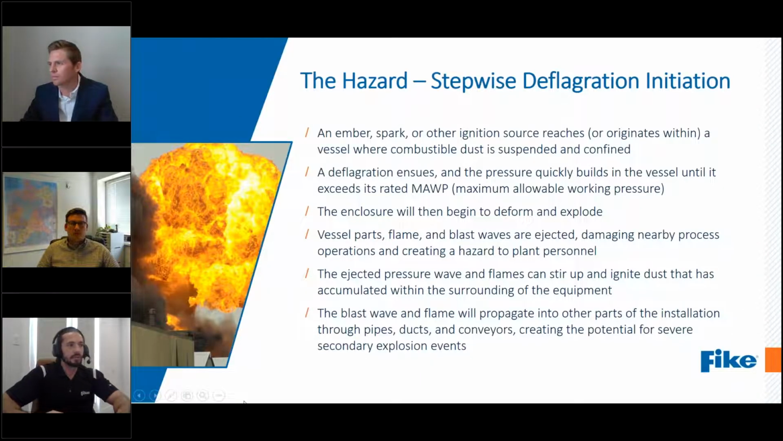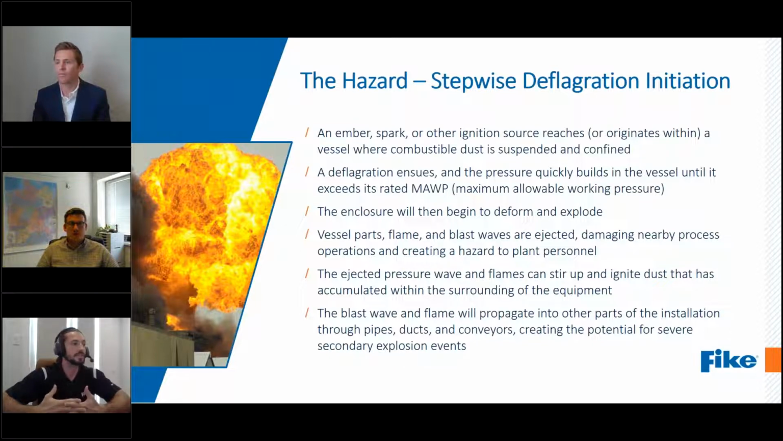So first, I do want to cover a bit of a stepwise approach towards the hazard and the initiation of a deflagration. So let's say you've got an ember, a spark, or an alternate ignition source within your primary combustion vessel, and it interacts with a combustible dust that's in suspension and confinement. So once that ignition hits that combustible dust cloud, you're going to have the initiation of a deflagration event that's going to be quickly expanding both the pressure front and the flame front until it hits the vessel wall.